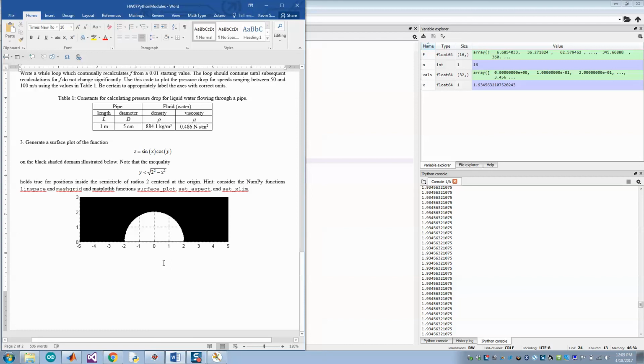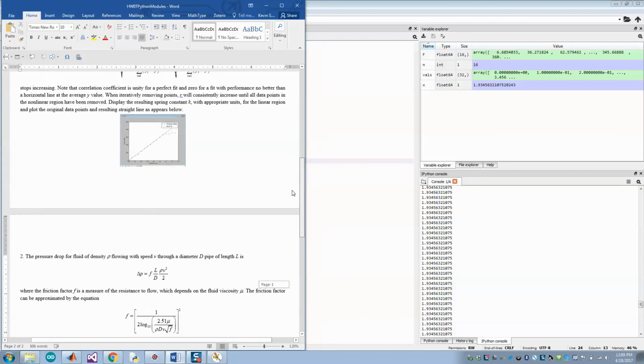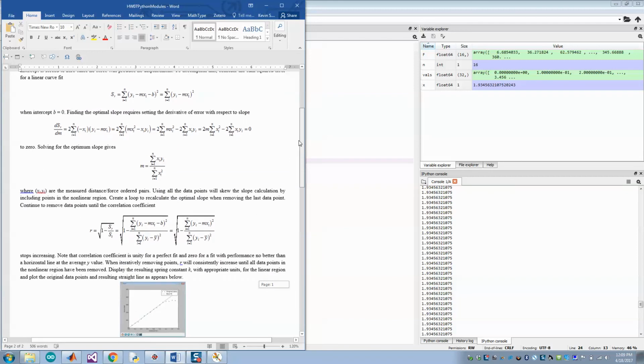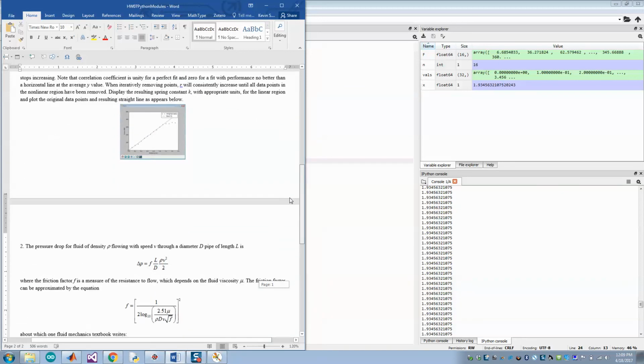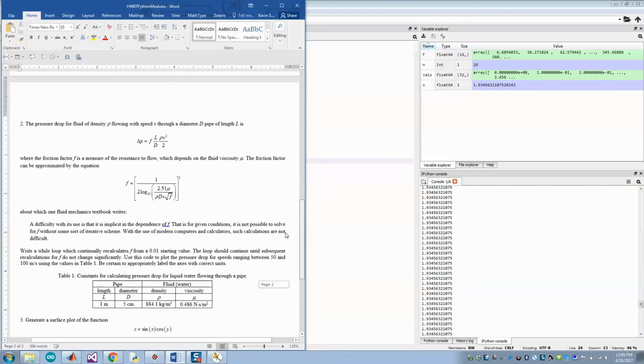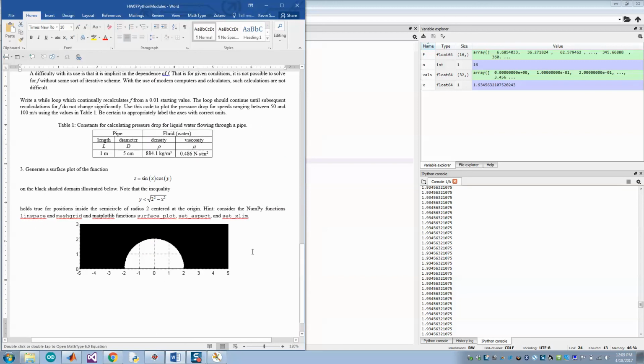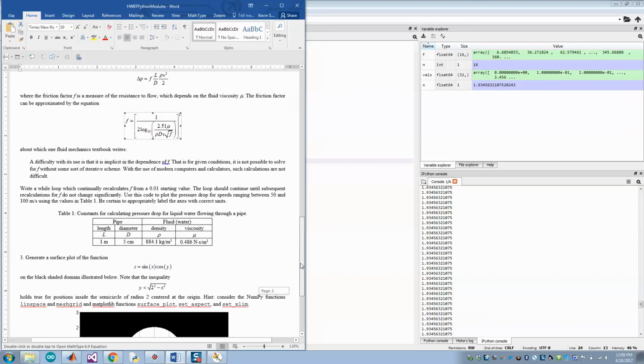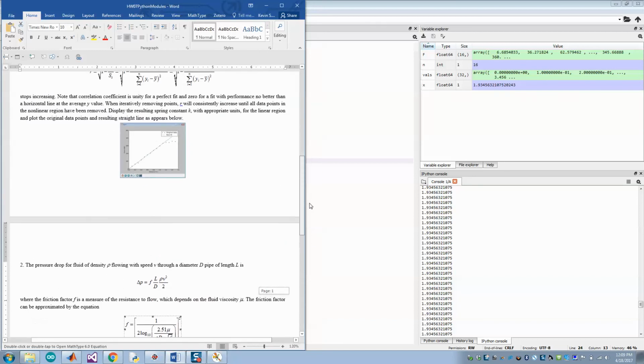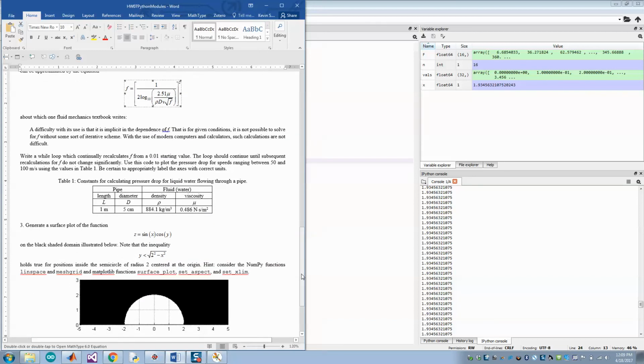Okay, so those are the three problems. We got this regression problem here where the computer is automatically determining where the linear part of the graph is. Then we have this guy, which is sort of a little numerical solution for an implicit equation. And then the last one is doing a surface plot using matplotlib. Okay, and all three of them are going to create graphs. The first two are 2D graphs, and the last one, of course, is 3D. So that's sort of a breakdown of the homework.